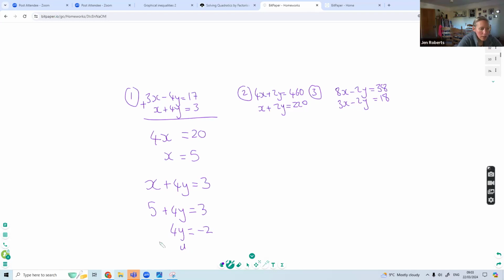Now we're dividing both sides by 4. Divide that by 4, I get 1y. Divide that by 4, I get minus a half or minus 0.5.